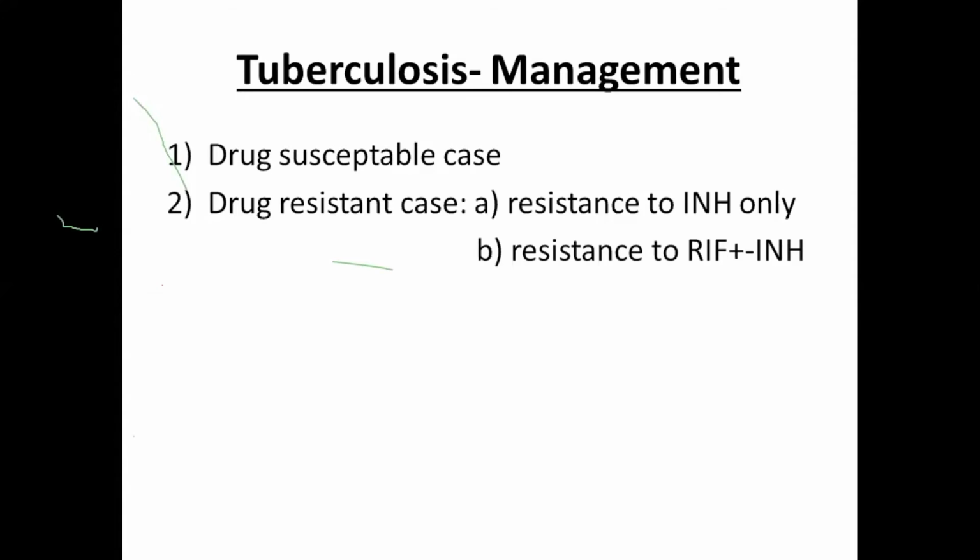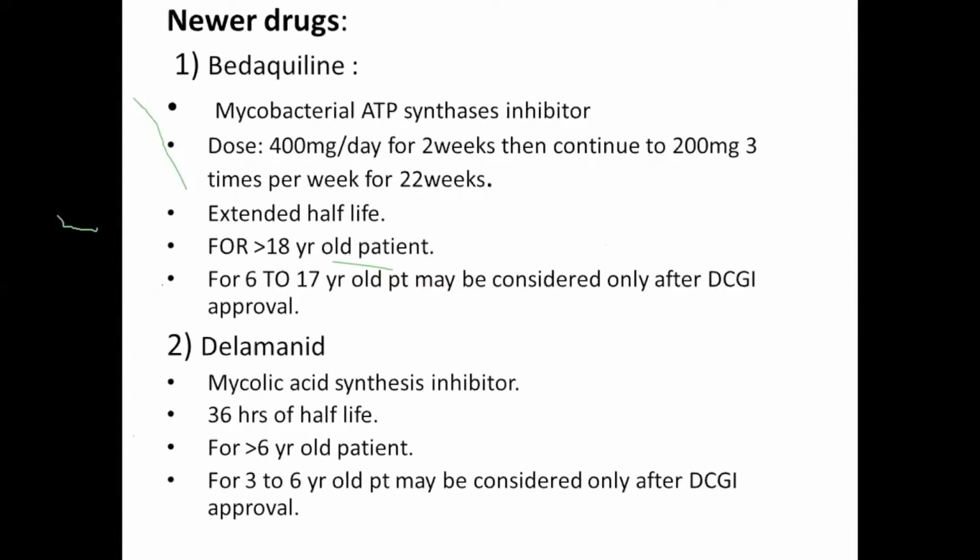So there are two new drugs we are using for drug-resistant TB in recent years, bedaquiline and delamanid. Bedaquiline is a mycobacterial ATP synthase inhibitor. Dose is 400 milligram per day for 2 weeks, then continue 200 milligram 3 times per week for 22 weeks. Bedaquiline has an extended half-life. We use it for patients 18 years or older, and for 8 to 17-year-old patients it may be considered only after DCGI approval.